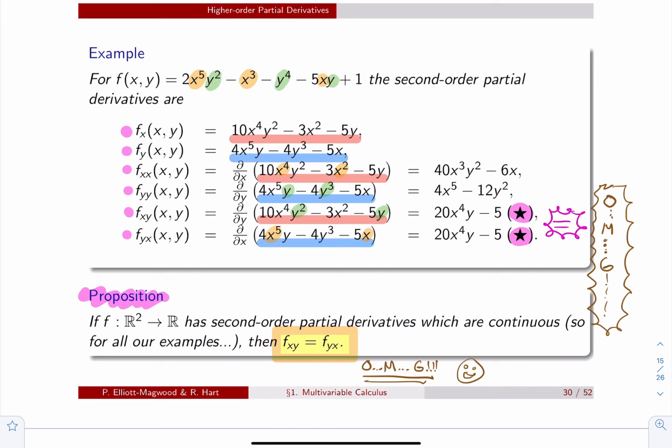So anyways, got too excited there. So let's do another example.